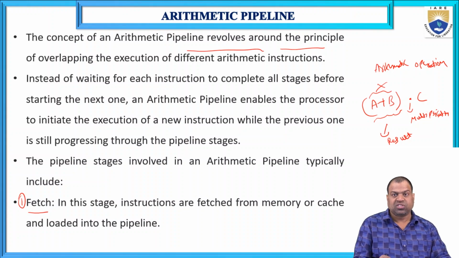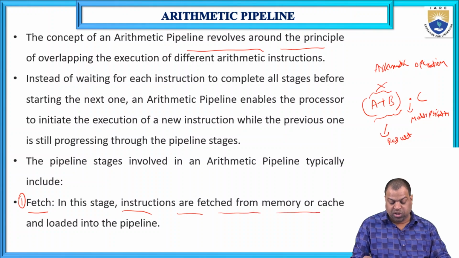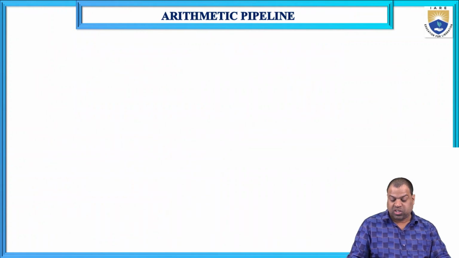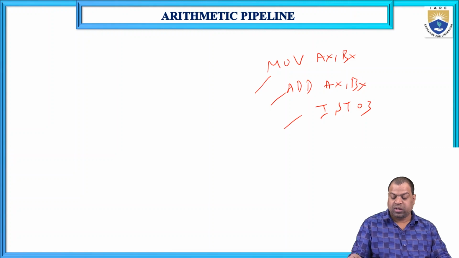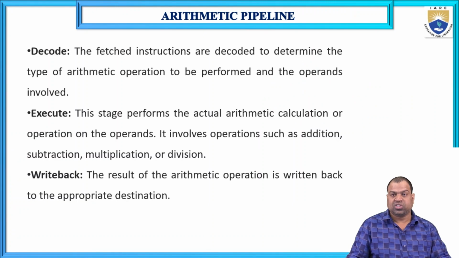And the pipeline stages involved in an arithmetic pipeline typically include fetch. Fetch means the stage where instructions are fetched from memory or cache and loaded into the pipeline. Suppose I am going for one arithmetic operation: move ax comma bx, add ax comma bx, and multiply by 03. So how many instructions are there here? I am taking 3 instructions here. So when I am going for execution of this, these three instructions should be fetched from memory.